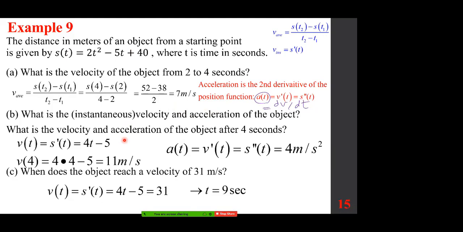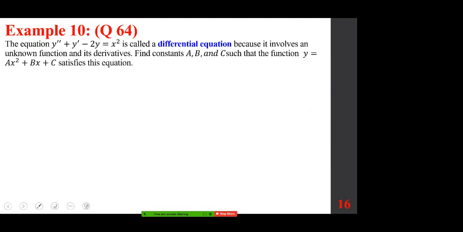Here's the last question. This equation is called a differential equation. A differential equation has a specific definition because it involves an unknown function and its derivative. I hope you remember the definition of various equations. For example, an absolute value equation involves an absolute value, okay? A radical equation, a rational equation, a linear equation. So a differential equation is the one that involves the derivative of the function.